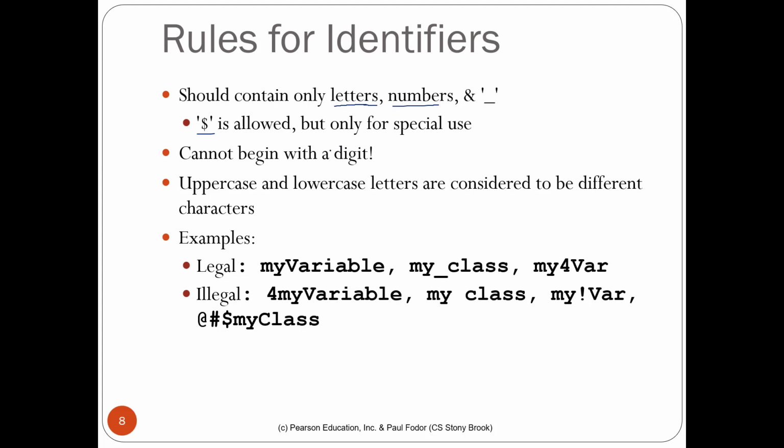Now with numbers also we have a rule. The rule is that your variable name or the identifier name should not begin with a digit. If you have to use digits in your identifier, then that should not be the first character in your identifier. We have some examples, and I'll use those examples to give you an idea of what is allowed and what is not.